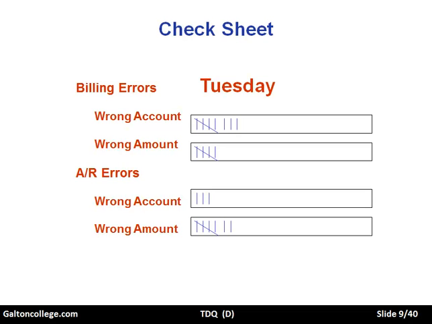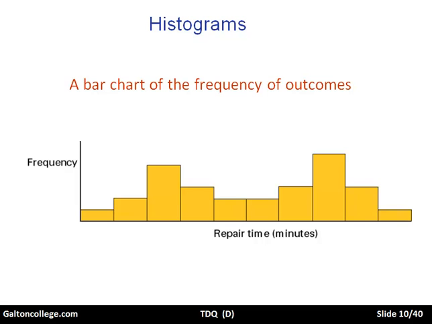And that's simply the idea of a check sheet. The histogram, as I said earlier, is just a bar chart of frequencies of outcomes. The frequency is simply the number of times that the situation arises, that particular event arises. And let's say we've got the time to repair in minutes, time to repair a particular process.